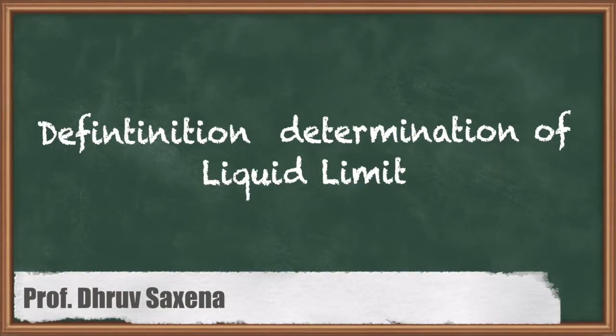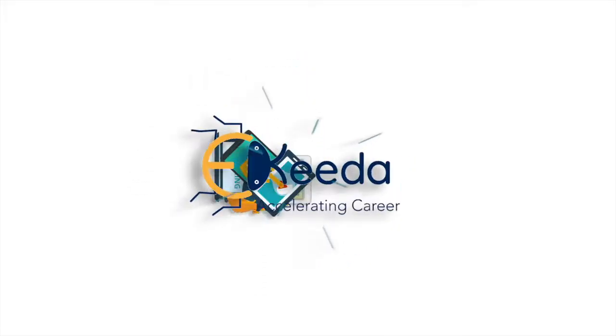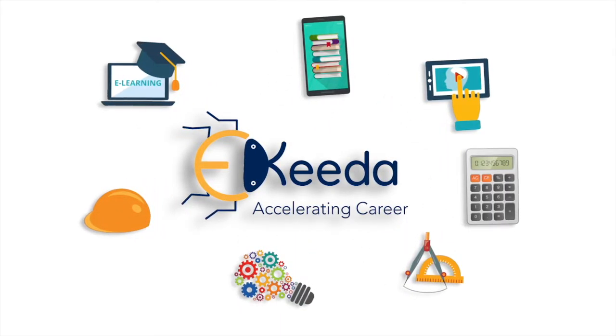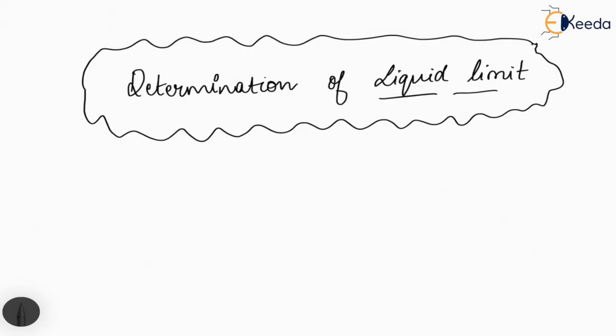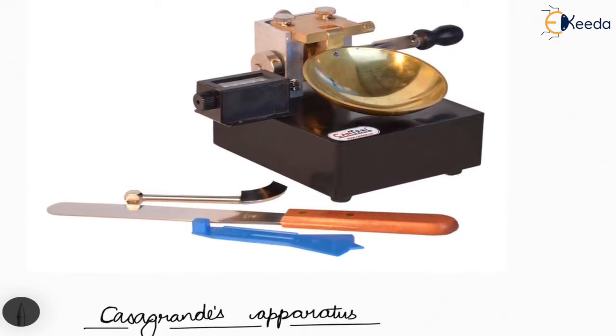So, let us start our discussion upon how to determine liquid limit. Okay, so let's start with the first method, which is the Casagrande apparatus method.